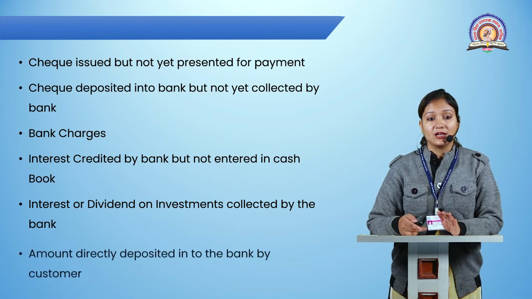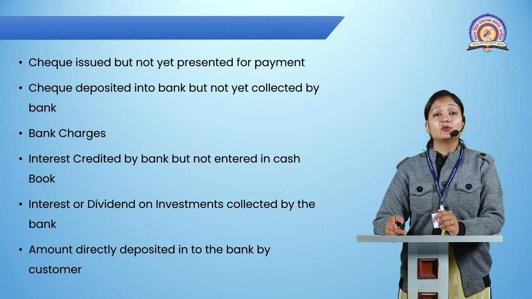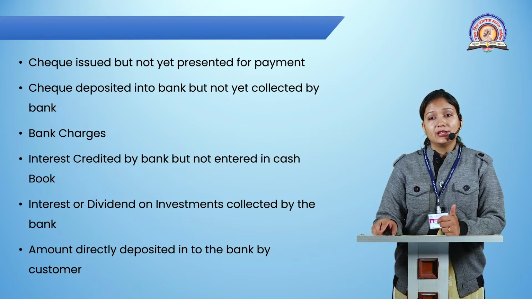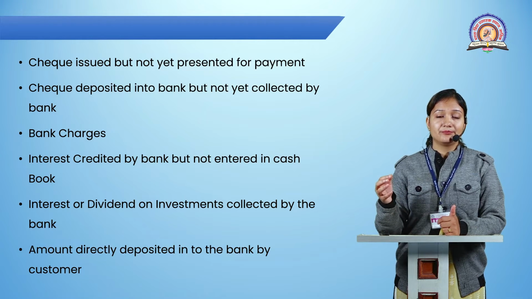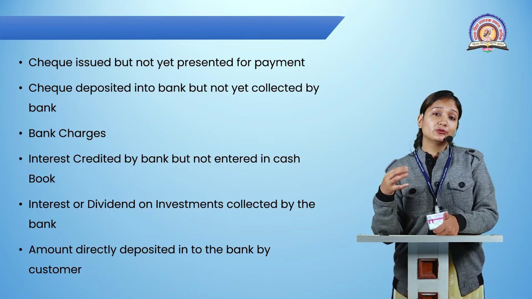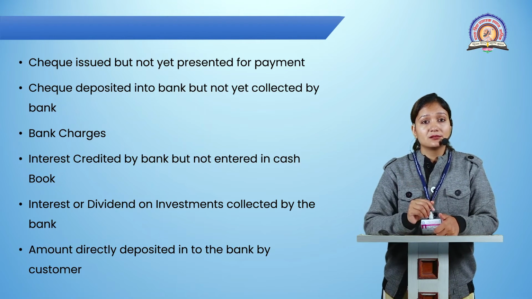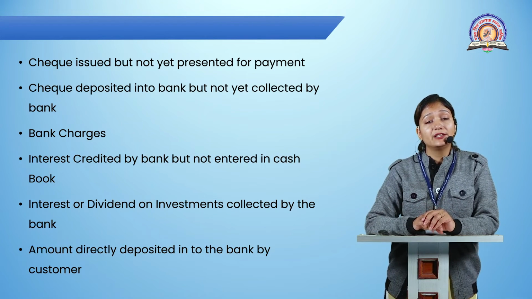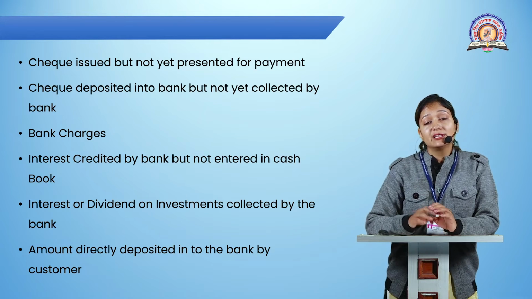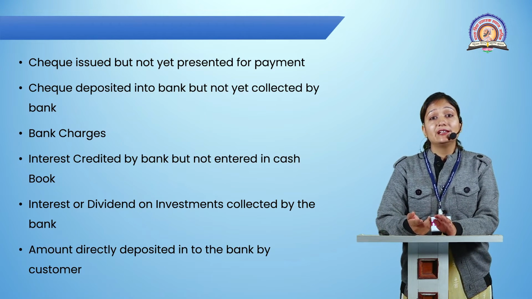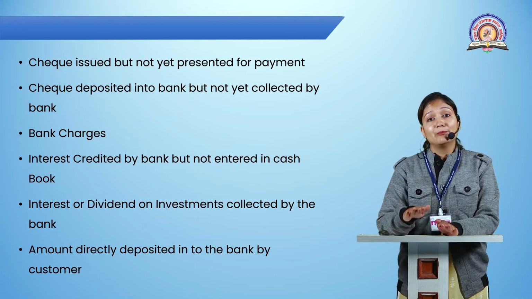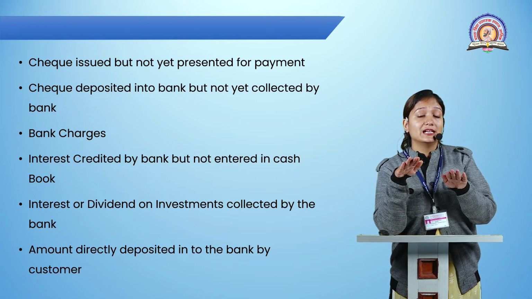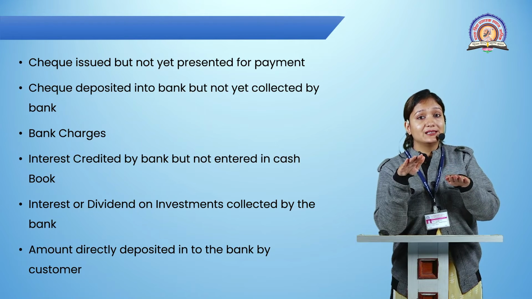Okay. Now, amount directly deposited into the bank by customers. So here, what happened? Suppose we are going to get a payment of rupees 1,000, but that customer has deposited the amount of money directly into our bank account. So when the customer deposits the amount directly into the bank account, it means what? Bank balance is getting up, but we don't have any idea about what the customer has done. So our cash book balance is at that level only.